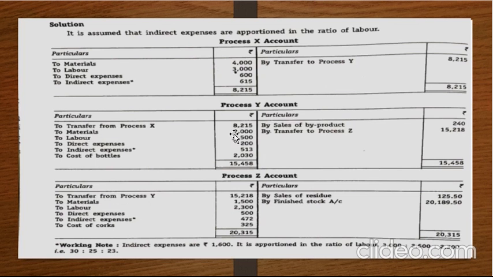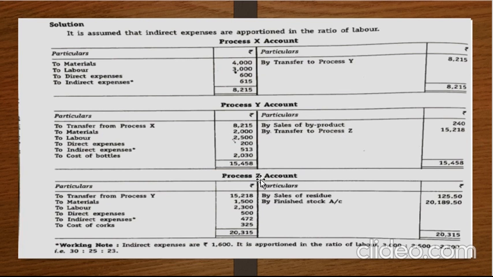Then now you will add up your input as you have one output here. So total of this minus 240. Total of this is 8,215 plus 2,000 plus 2,500 plus 200 plus 513 plus 2,030 will give you 15,458. 15,458 minus 240 will give you the remaining amount which is to be transferred to your process Z. So by transfer to process Z is 15,218. This is your balancing figure here. So this output will be an input for your next process, which is process Z.